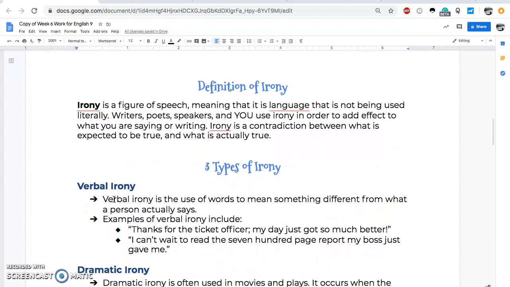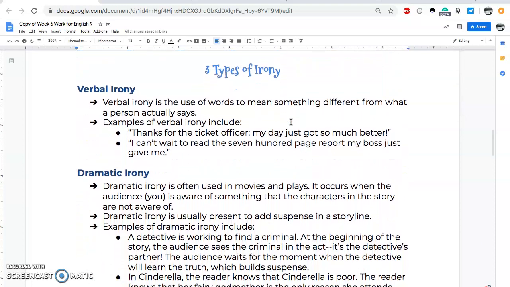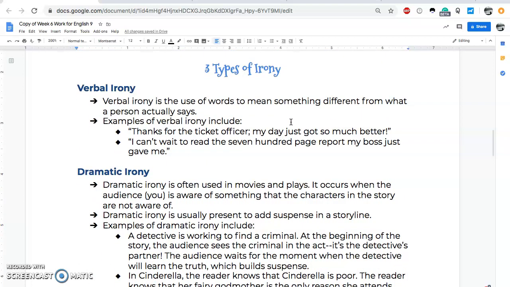Okay, so irony. Irony is a figure of speech, meaning that it is language, obviously, that is not being used literally. Oftentimes, irony is a contradiction between what is expected to be true and what is actually true. So if you think something is going to be true, the opposite oftentimes is true. And there are 3 types of irony in literature.